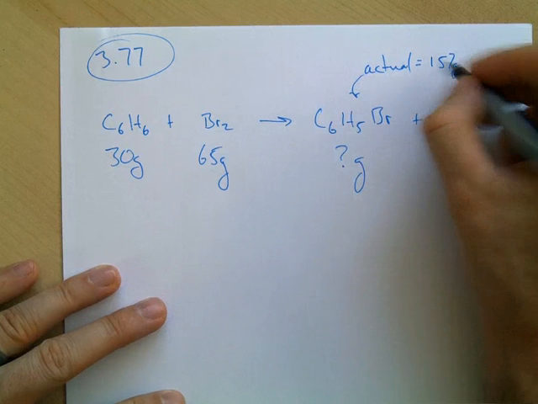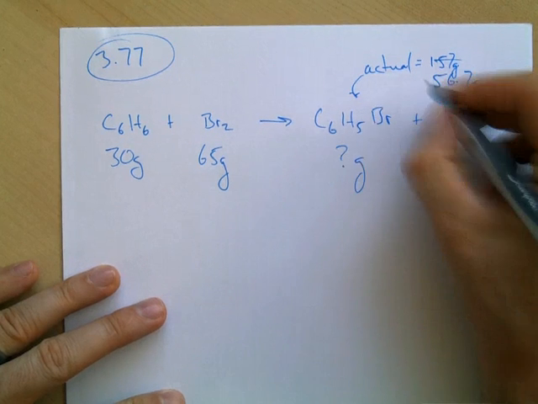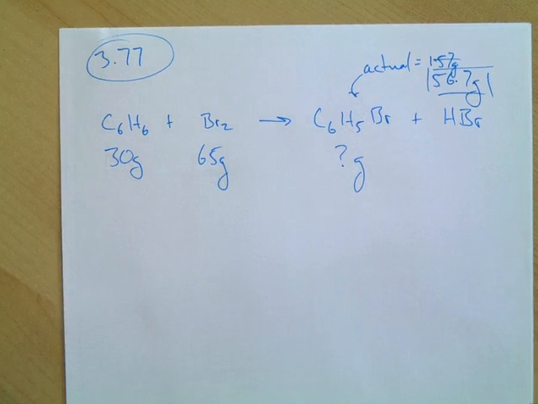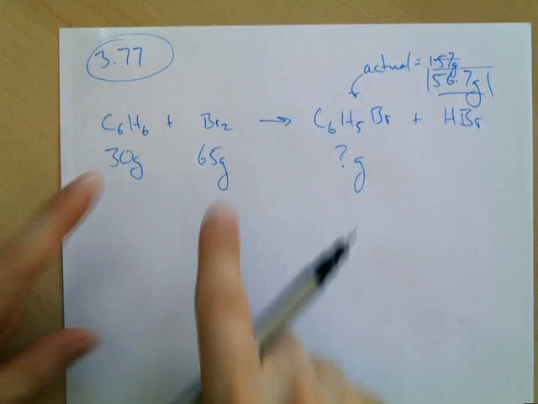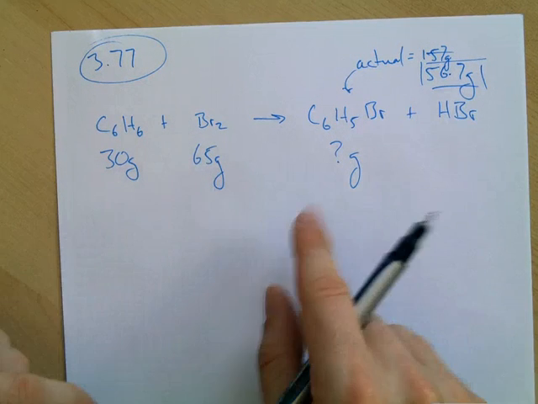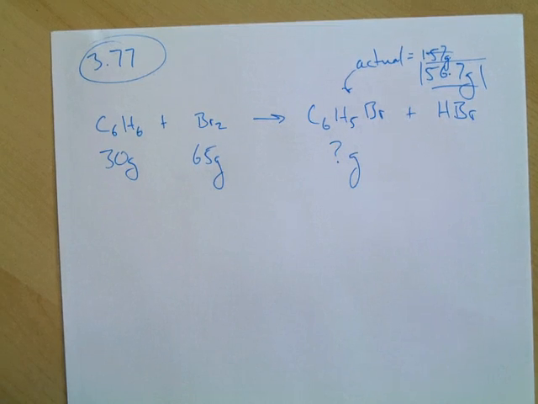Oh wait, no. It's 56.7 grams. That's the actual yield. We're trying to calculate the theoretical yield and then figure out the percent yield. Okay, it's a limiting reactant problem because you don't know which of these you're going to run out first. Whichever one runs out first is going to end up producing the amount of the compound that we're going to calculate the theoretical yield for.